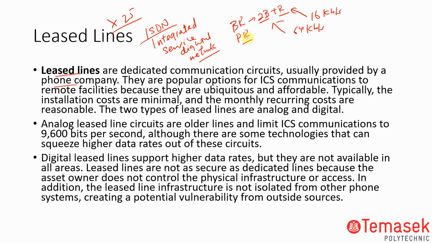So a primary rate here can be 23 plus R or 31 plus R. Europe is 31, US 23. So this is a T1 line. We call it T1 line. So a certain bandwidth, 1 megabit or so. And there is an E1 line. That's about 2 megabit or so in terms of total bandwidth.